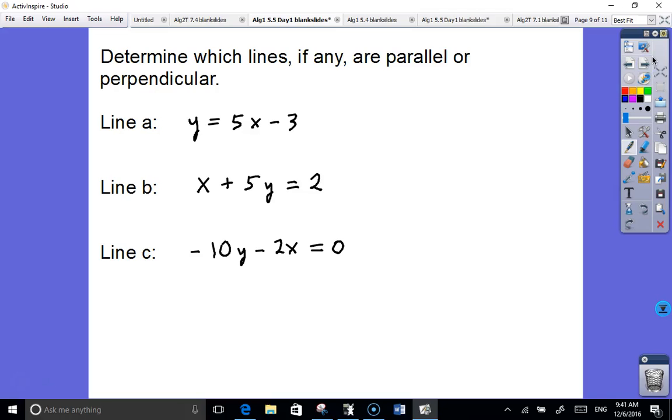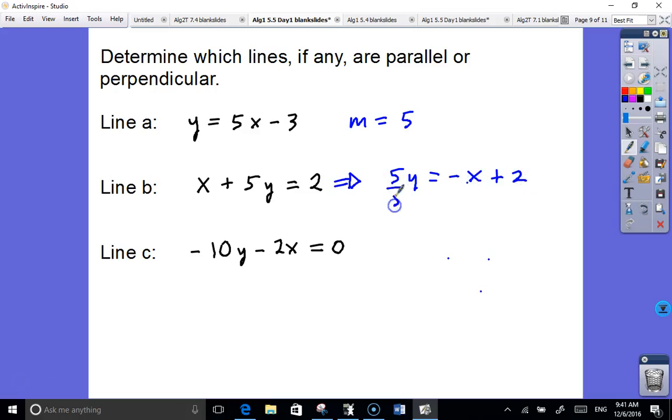Okay, so determine which lines, if any, are parallel or perpendicular. So let's see, for those three lines, I can tell the slope of the first line, can't I? Yeah. What is it? 5. So m equals 5. Okay, the next one is not in slope-intercept form, so I can't tell yet. So how do I put it in slope-intercept form? Solve for y, right? So if I solve this for y, if the x is positive on the left, what is it on the right? So I got 5y equals -x plus 2.